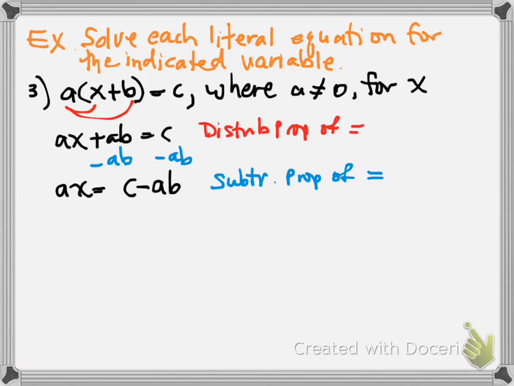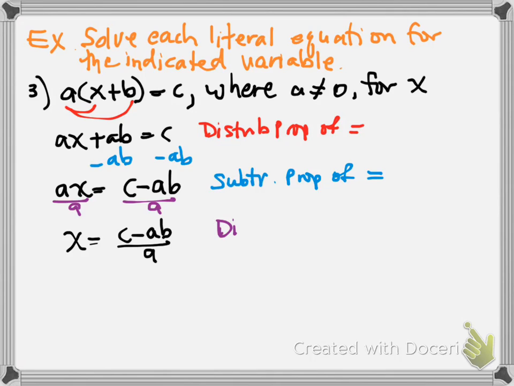And then we still haven't gotten x completely alone, so we have one more step to do. Divide by a on each side. So we're going to divide both sides by a, and we get x equals c minus ab over a. And again, that was the division property of equality.